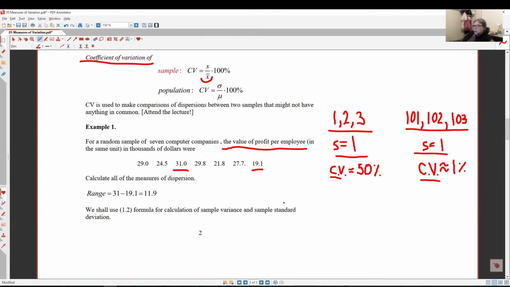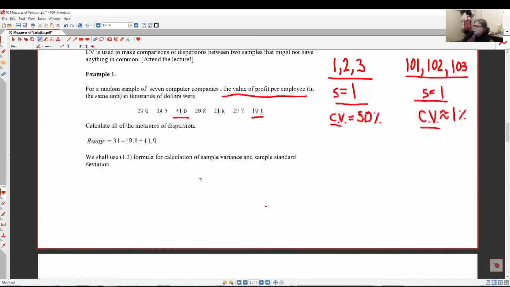The first company has 29,000, the second 24,500, the third one 31,000, and on you go, the last one 19,100. They're all doing well. Okay, if you subtract the biggest number, 31,000, and 19,100, this is in $1,000, so you can just say 19.1, right? The unit is thousands of dollars. So when you subtract the minimum and maximum, you get $11,900. That's the range of the sample.